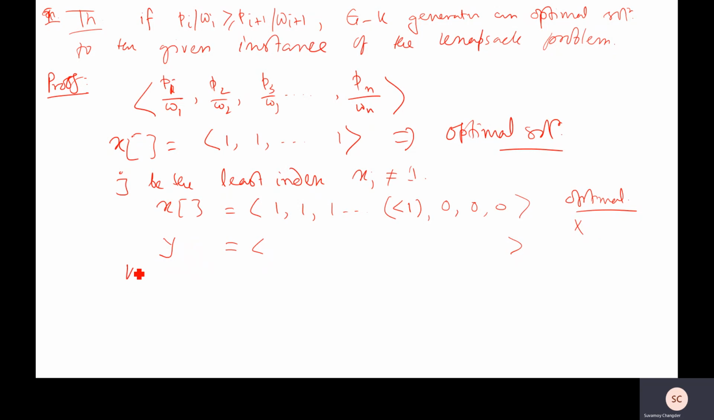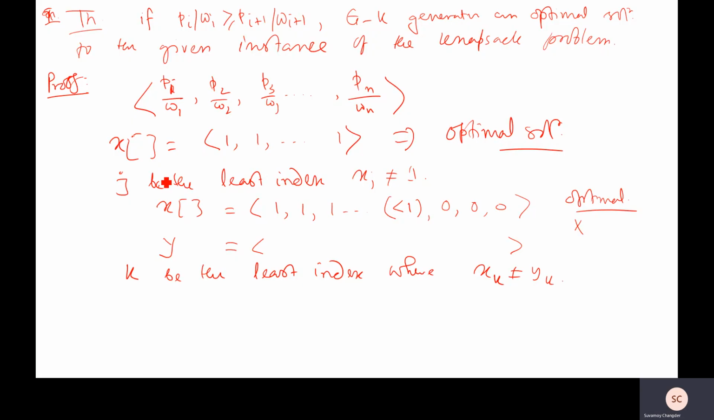So let K be the least index where Xk is not equal to Yk. So think about that. We have J as the least index where Xj is less than 1. It cannot be greater than 1, so it is less than 1.